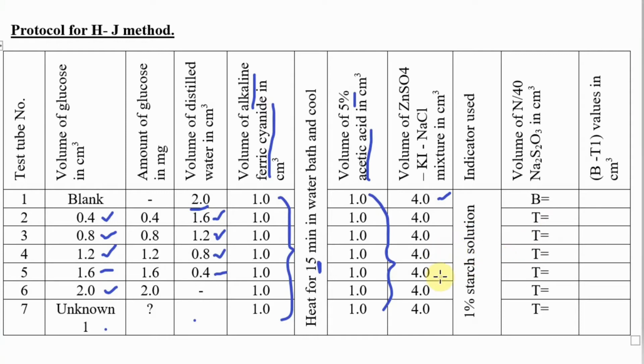For that, we'll add 1% starch indicator and note the burette reading as B for the blank test tube and as T value for the other test tubes. Later, we'll plot the graph of B minus T values obtained from the titration. For the unknown, we'll mark the point on the y-axis. Using that, we'll calculate the amount of reducing sugar present in the given solution.